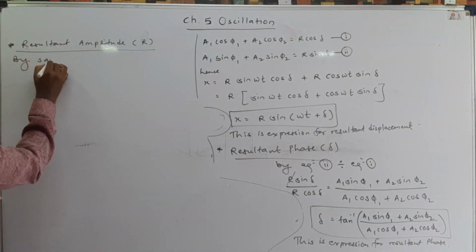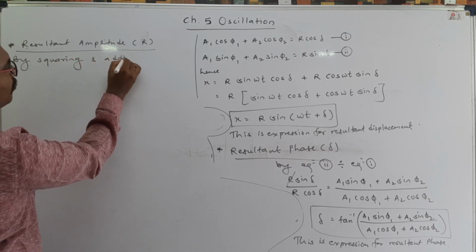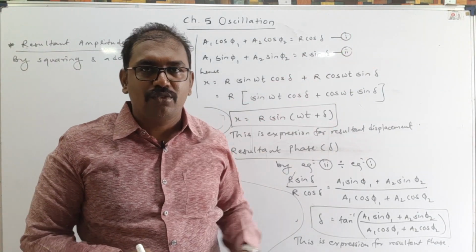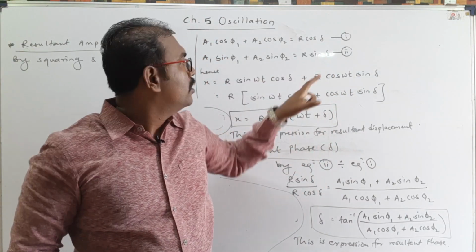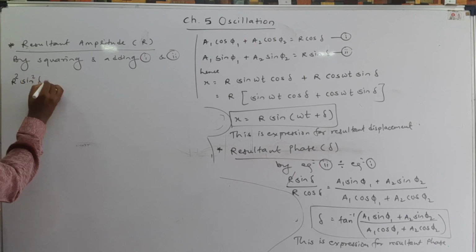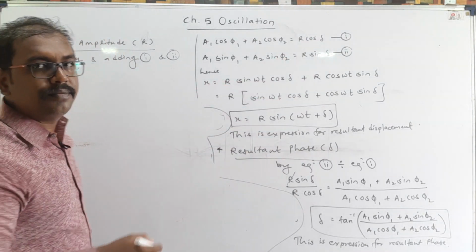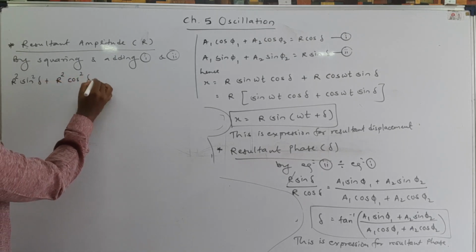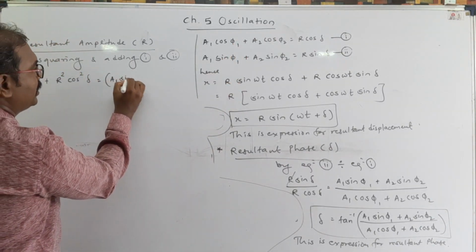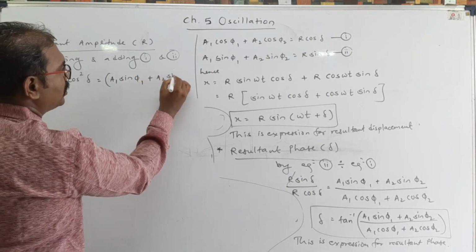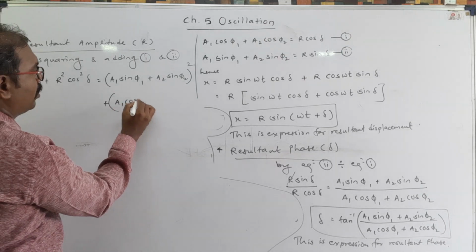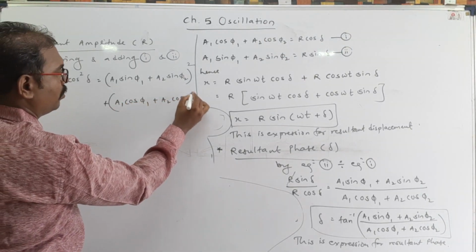So by squaring and adding 1 and 2, we have to square and we have to add. The right hand side is smaller, so I can square this side: this square plus this square. Square of this: R square sin square delta, plus square of this: R square cos square delta, is equal to the square of this plus the square of this. I can write in brackets: (A1 sin phi 1 plus A2 sin phi 2) whole square, plus (A1 cos phi 1 plus A2 cos phi 2) whole square.